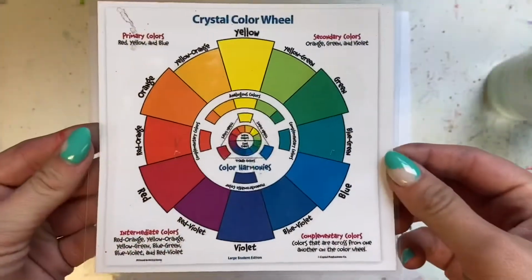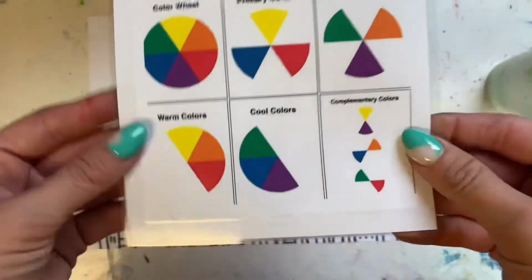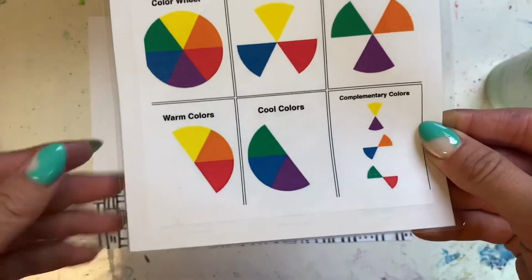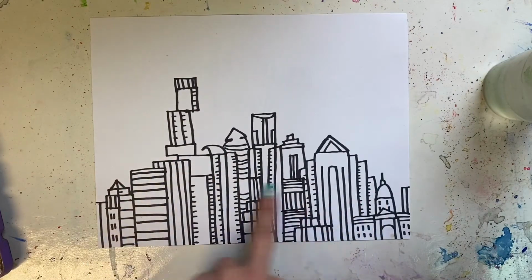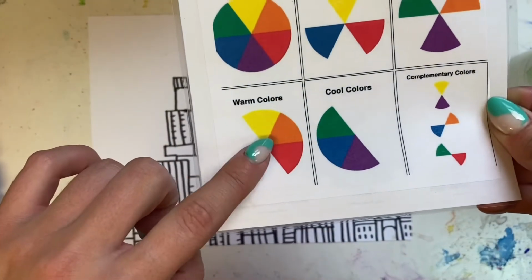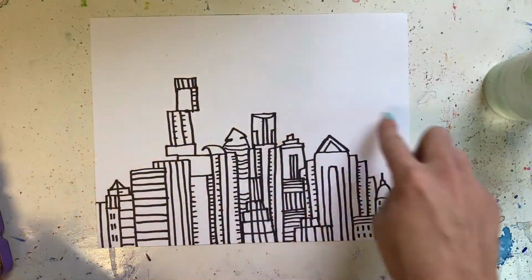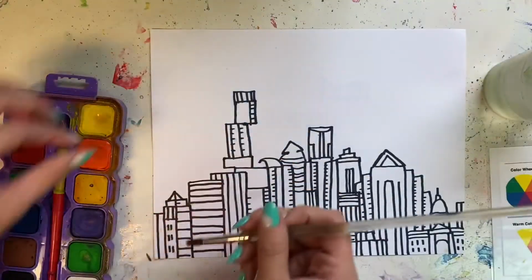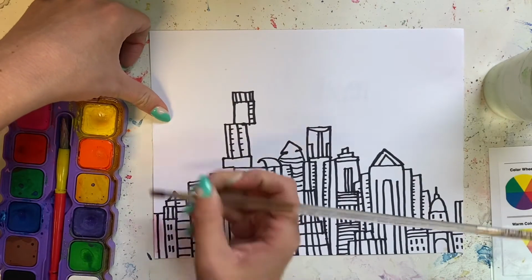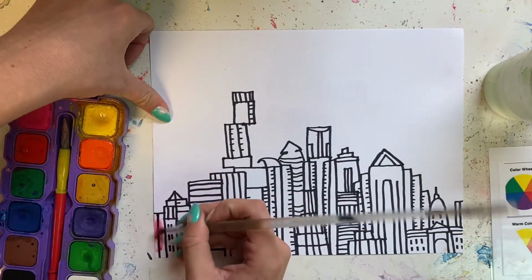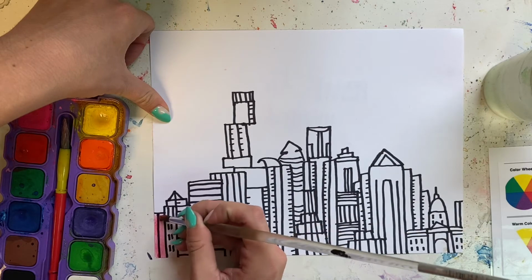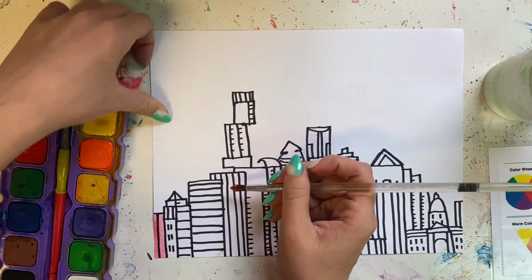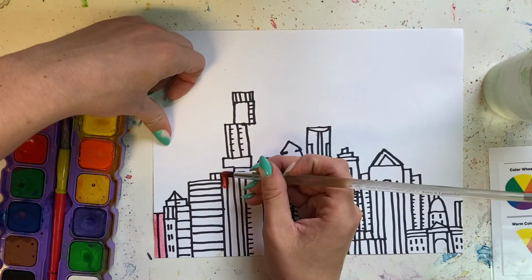Okay, now that my lines are all done, we're going to use the color wheel and add some color. So we're going to focus on warm colors and cool colors. For my foreground, which is the city, I'm going to use warm colors. For the background, I'm going to use cool colors. And I will be using watercolor for this activity, but you could really use whatever you would like. You can use marker, crayon, colored pencil, even oil pastel would look really beautiful.